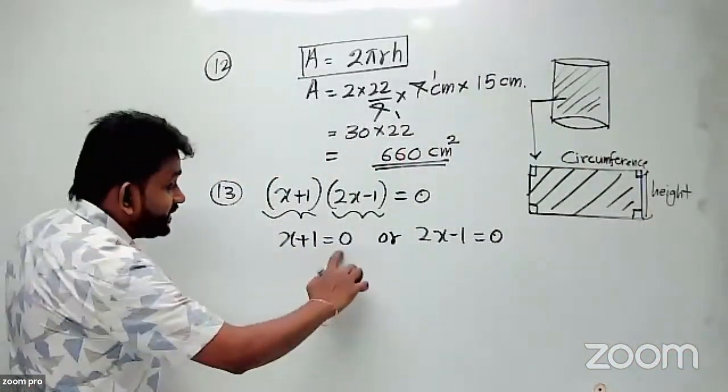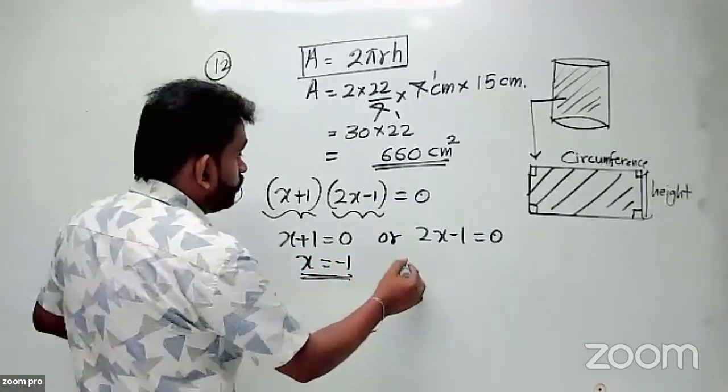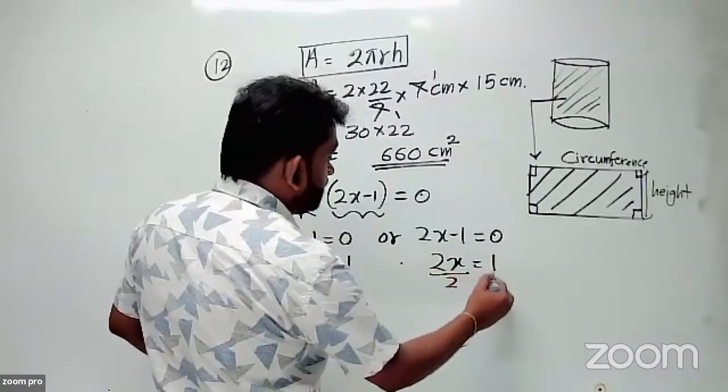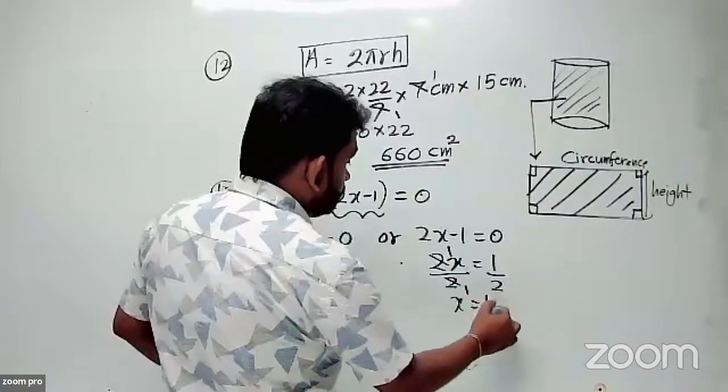So now this is a linear equation. Subject x equal minus 1. Or here you can write 2x equal plus 1. Just divide by 2 on both sides. Then 2 cancelled, then x equal 1 upon 2.